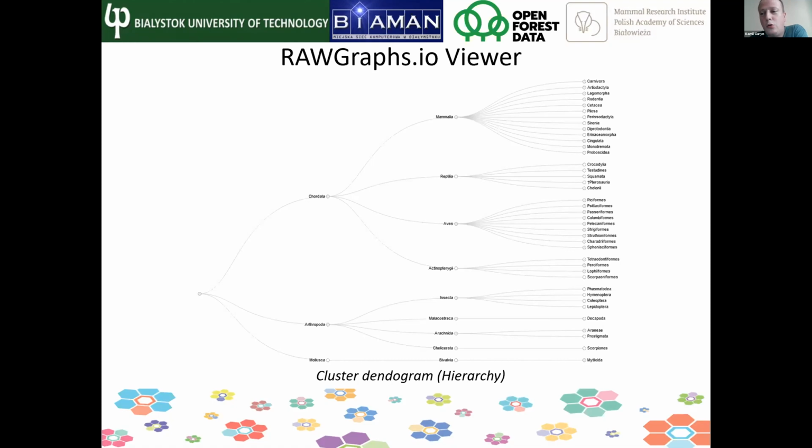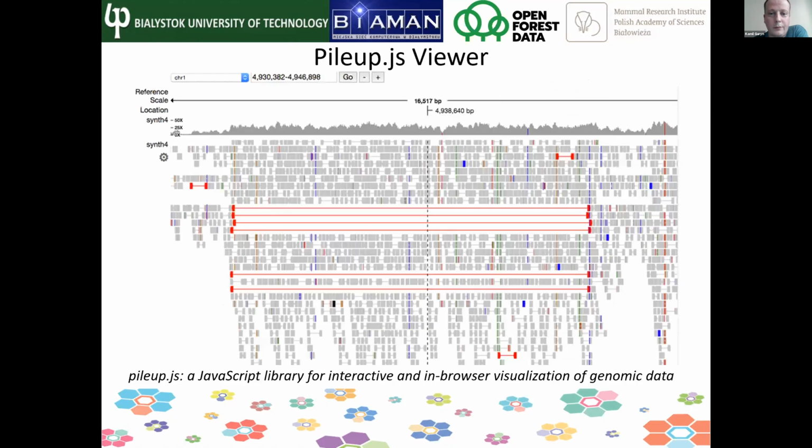And there are two ways to integrate it. One way is to give the end user a possibility to choose the appropriate diagram himself. Yes, and the second way is to generate the diagram automatically based on the format of the data. And the second idea is to integrate the PileUp.js library. That is a very good library to show a visualization of genomic data.